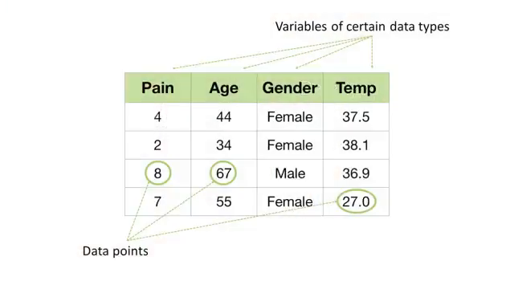Now look at this table on screen here. You see the variables there, a variable called pain, a variable called age, called gender, and called temperature, and you see all the data values. Now each of those columns of data values are of a different data type.